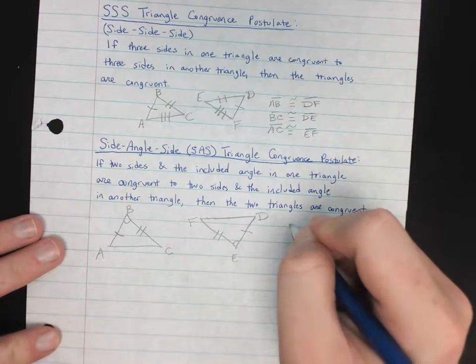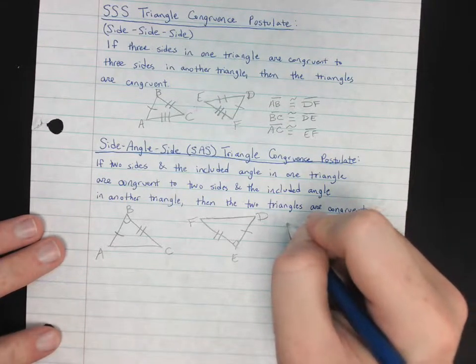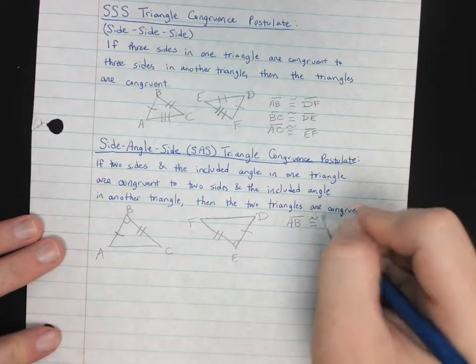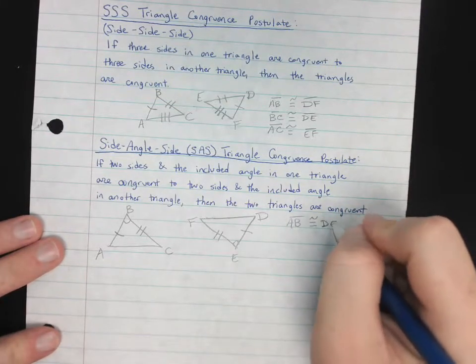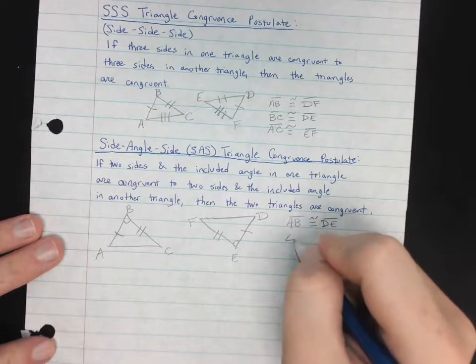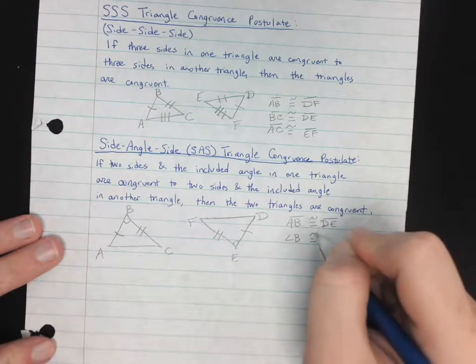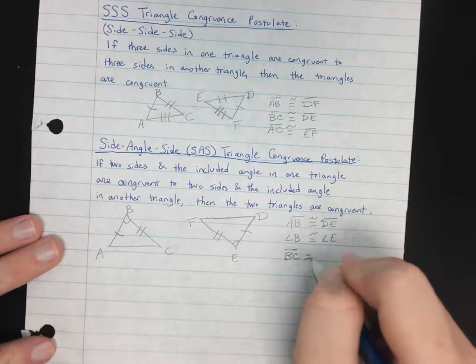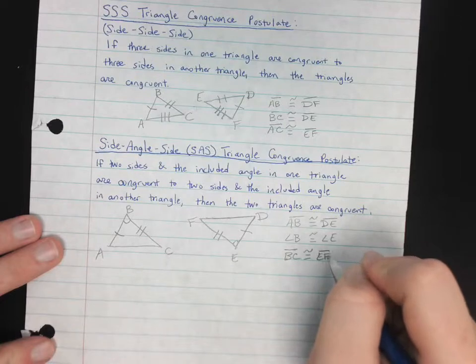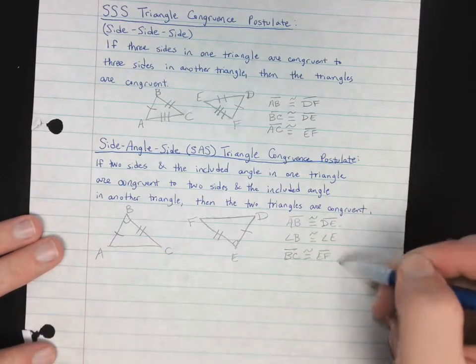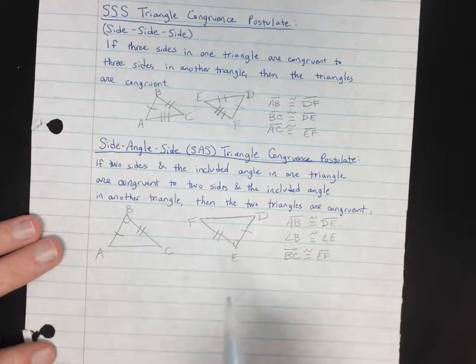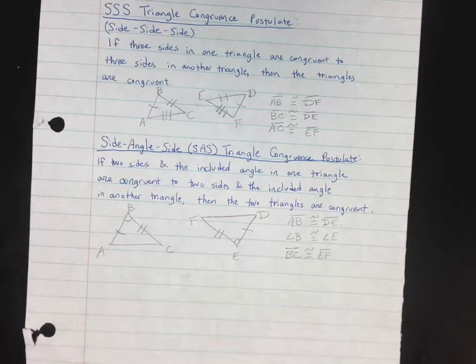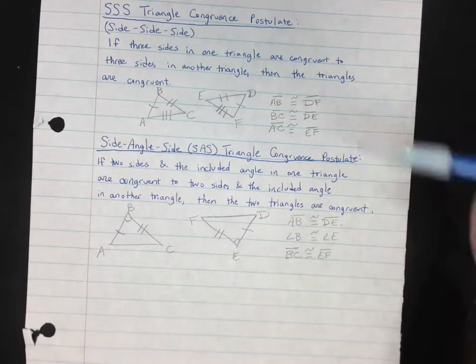So let's start with our congruence statements. Side AB is congruent to side DE. Angle B is congruent to angle E, and side BC is congruent to side EF. Side, angle, side. Notice the angle is included between both the sides. That's enough information to prove that those triangles are congruent without having to write out all 6 congruent statements of yesterday. So side-side-side, side-angle-side.